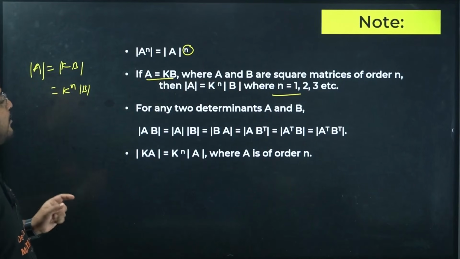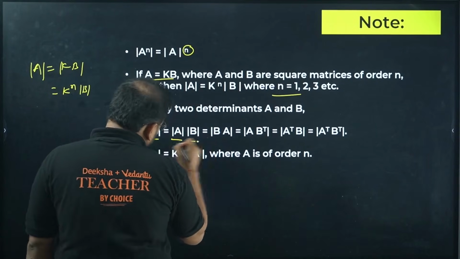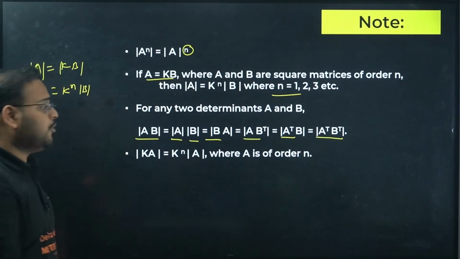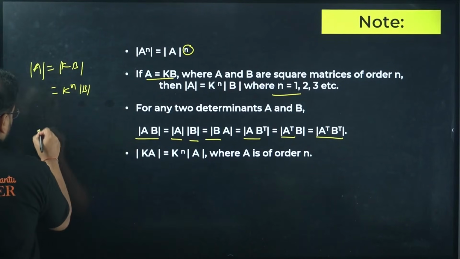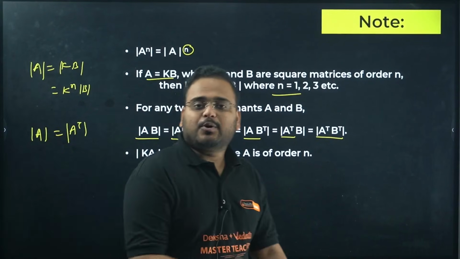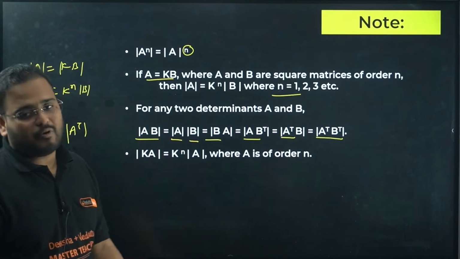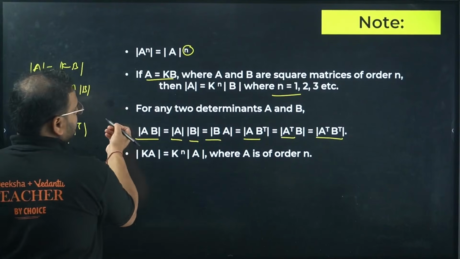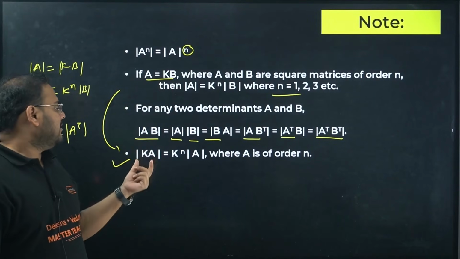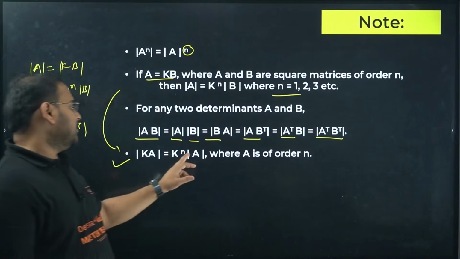For any two determinants A and B, this property holds true: determinant of the product AB, or determinant of A into determinant of B, or BA, AB transpose, A transpose B, or A transpose B transpose, all will always be the same, because determinant of A is equal to determinant of A transpose. Just because you took the transpose doesn't mean the determinant value will change. It looks very simple, but it is a very important property. This is the same as the earlier property, where we wrote A as kB, here we have taken kA. When k is given, the answer will be k power n times determinant of A, n being the order of the matrix A.